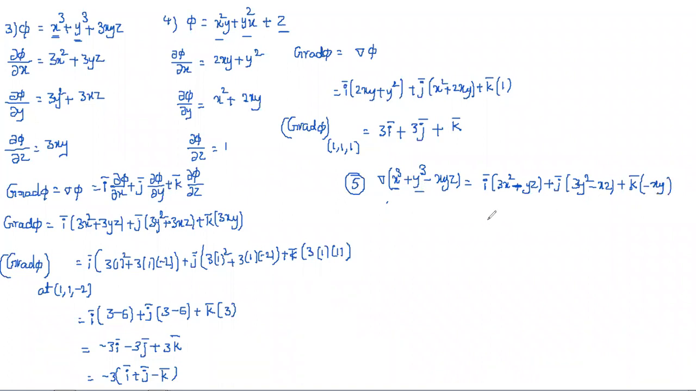So it means simply we'll get i into 3x square minus yz, plus j into 3y square minus xz, minus xy into k. So this is del of x cube plus y cube minus xyz. Okay.